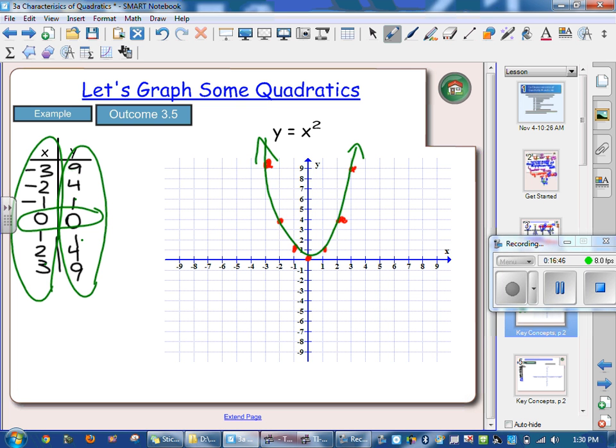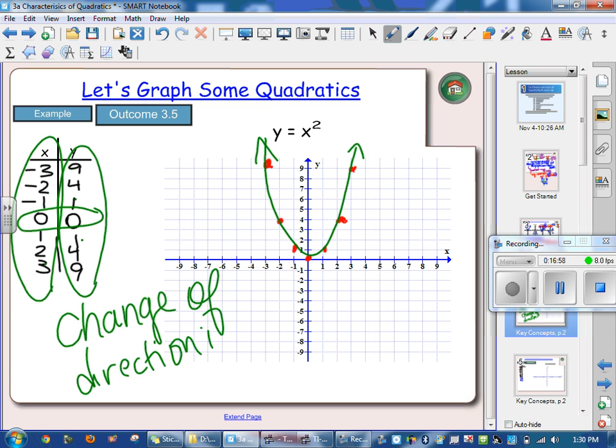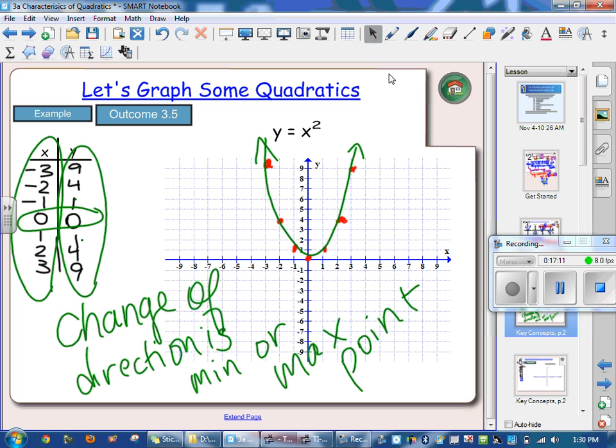So change of direction is the min or maximum point. That's where they always change directions. So if it was going the other way, I would have something doing this. That means it starts down here, goes up, up, up, changes directions, and comes back down. Just like the questions we saw last unit.